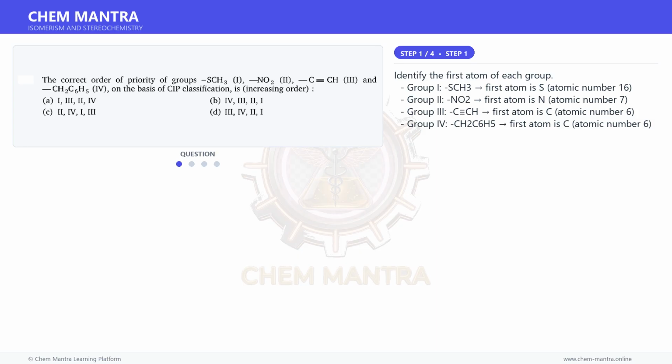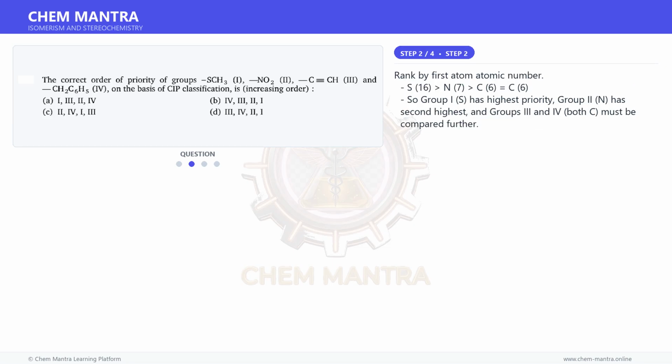Group 1, SCH3: first atom is S, atomic number 16. Group 2, NO2: first atom is N, atomic number 7. Group 3, CCH: first atom is C, atomic number 6. Group 4, CH2C6H5: first atom is C, atomic number 6.